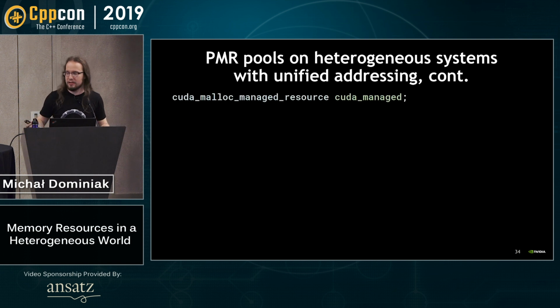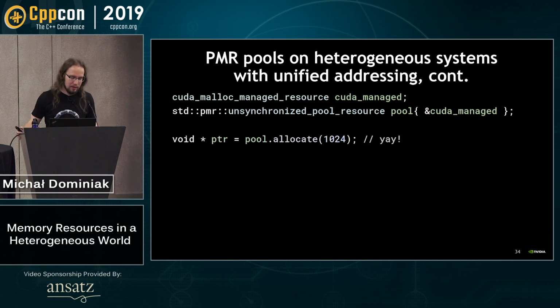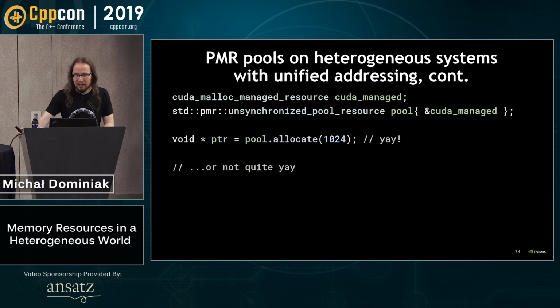Okay, so we create this Malloc managed resource, and we try to create a pool out of this, and we allocate, and this works. Well, yes, but actually no, because the metadata for the suballocations is interleaved with the suballocations. Both the metadata and the suballocations are probably going to be smaller than a single virtual memory page, which is usually 4 kilobytes.